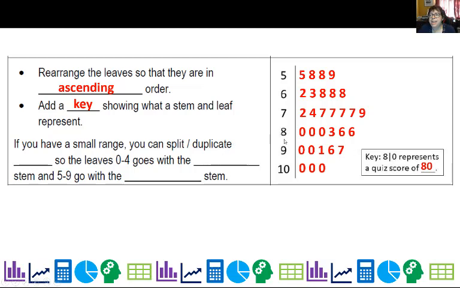Now let's say I only had 80s, 90s, and 100s on this. I could actually split the stems. So I could have 8 | 0003 on a branch, then 8 | 66, then 9 | 001, and then 9 | 67, and then all my hundreds. So that's called basically a split stem and leaf plot. We would put the lower numbers with the upper stem, and the higher numbers go with the lower stem.